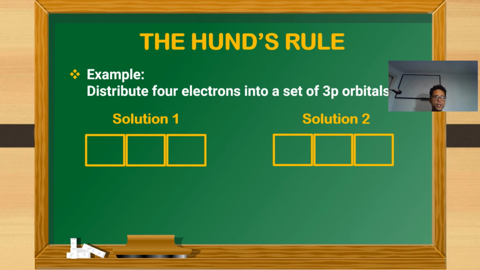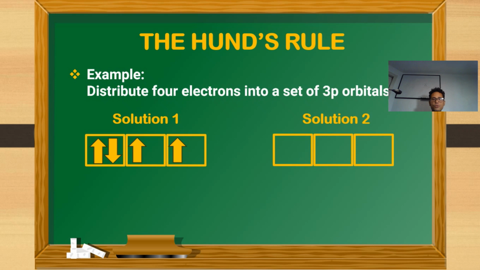Let's do first the solution 1. In solution 1, the first electron goes unpaired in a first individual orbital. Then the next electron goes also unpaired in a second individual orbital, and then the third electron goes unpaired in a third individual orbital. We have a 4th electron to be distributed, so it goes paired in the first individual orbital. So basically, the 4 electrons were distributed onto the set of 3p orbitals, which comprises 3 individual p-type orbitals.